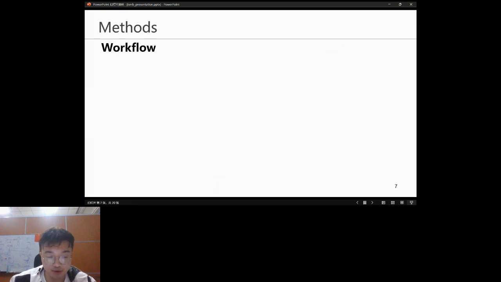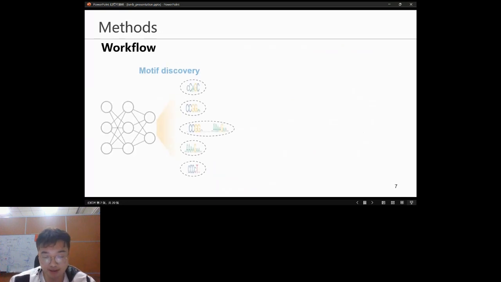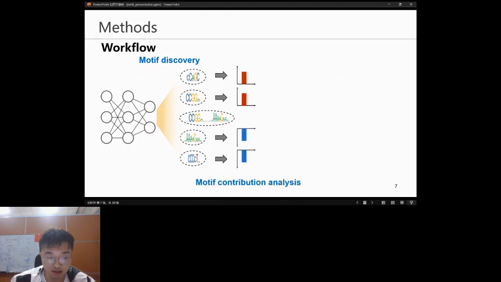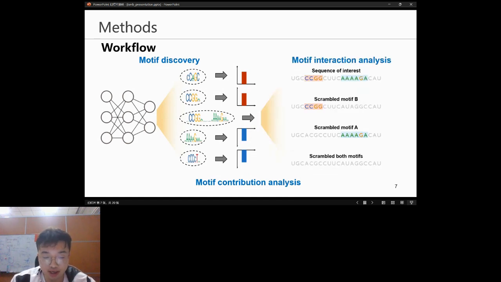The method we proposed consists of three steps. The first step is to interpret the relevant motifs from the neural network, which involves identifying the combinations of motifs. The second step is to analyze whether the contribution of each motif is positive or negative. The third step is to construct motif mutagenesis to evaluate the interactions between motifs.